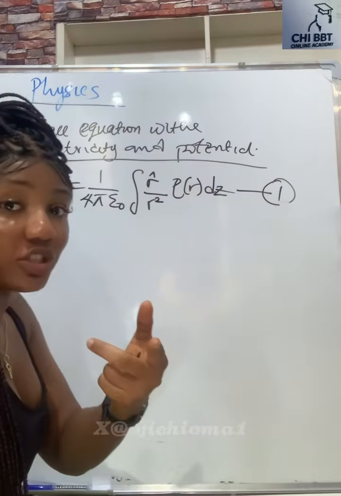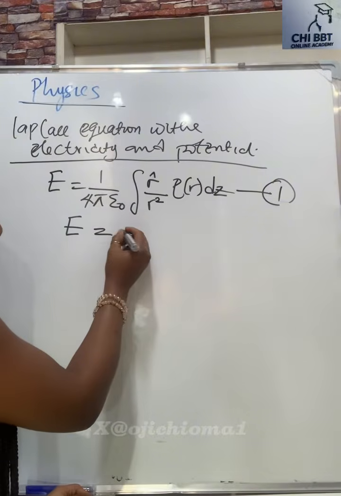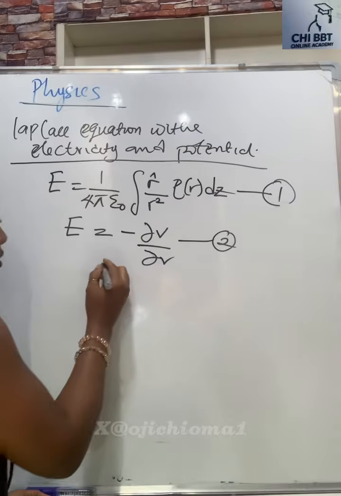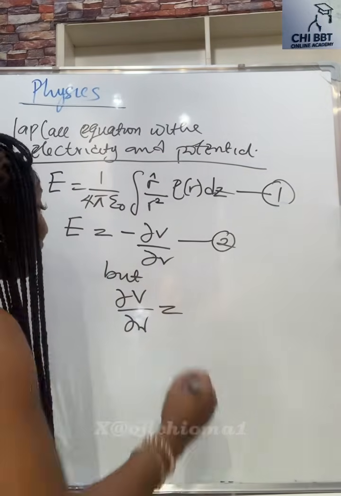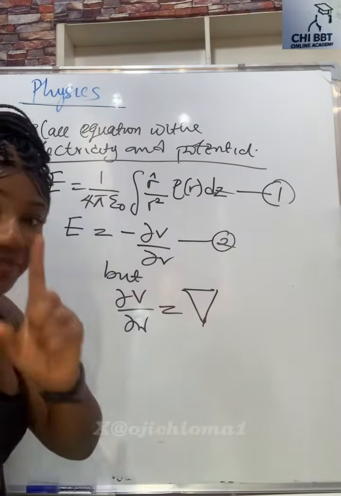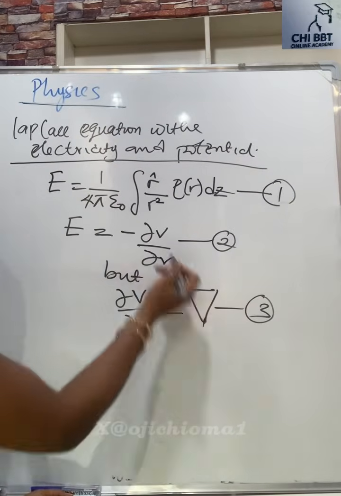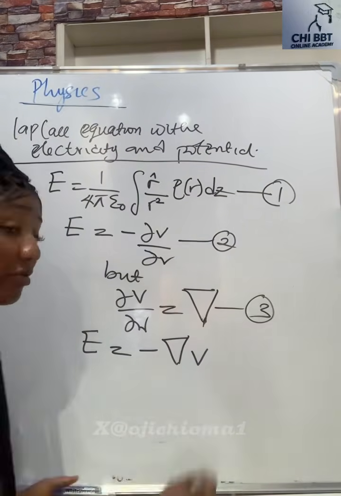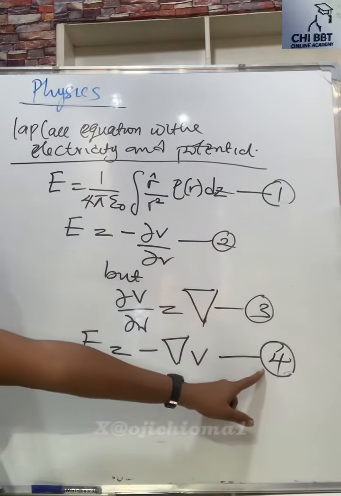Now we have to consider the relationship between electric field and potential. This is the equation E equals to minus dV over dr, equation 2. But the dV over dr can be replaced with this Laplacian operator. This is a Laplacian operator that shows first derivative. So put this as equation 3, right? So now substituting this back here, what we have is electric field equals minus, then the first operator, then V, is the potential. So this is number 4. Just say this is equation 4.